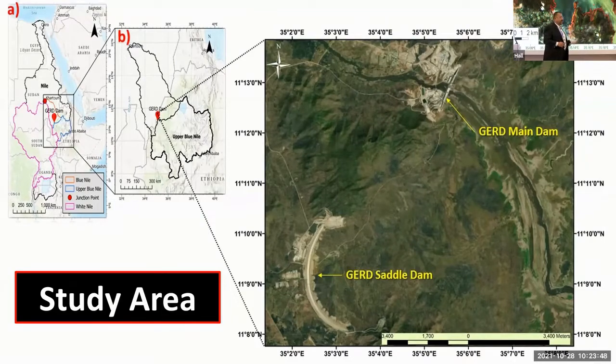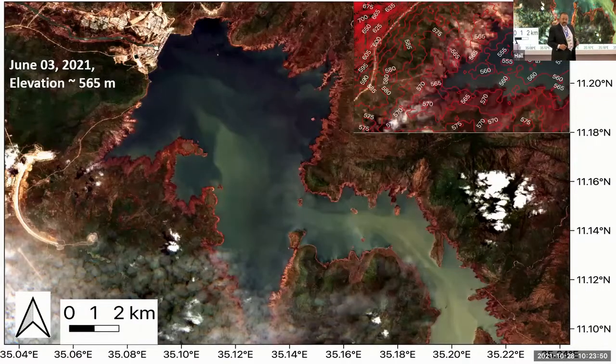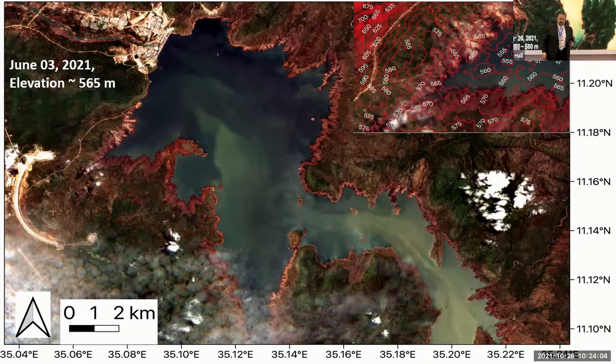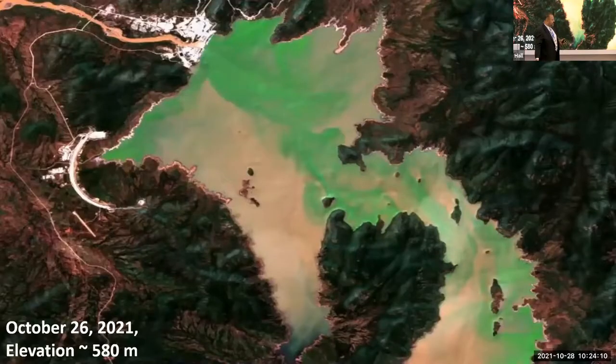By looking into some satellite images over the course of years, we have been observing the filling of that lake behind the main structure, which is the concrete one. And you can see that the water did not reach the saddle dam yet. This was taken on June 3rd, 2021. And this is one of the most recent images, taken October 26th, 2021, which is basically yesterday or a couple of days ago.